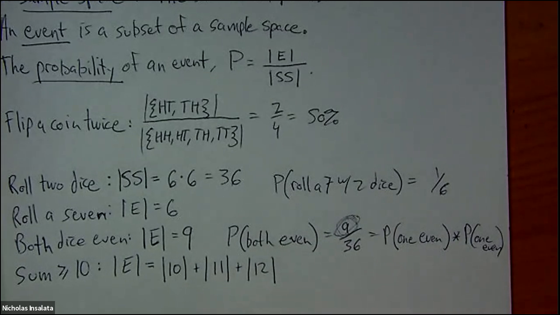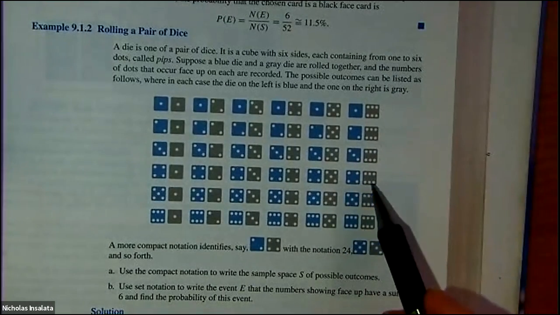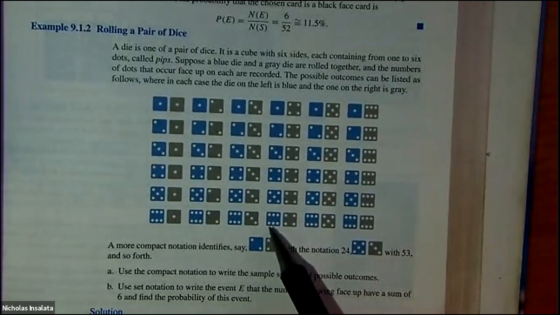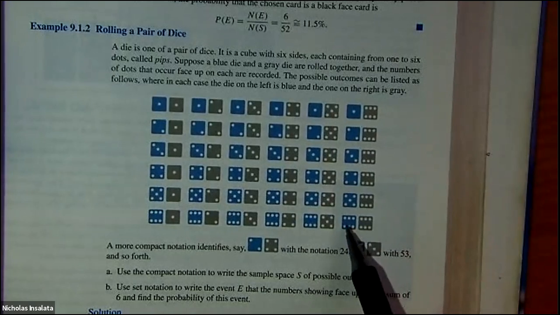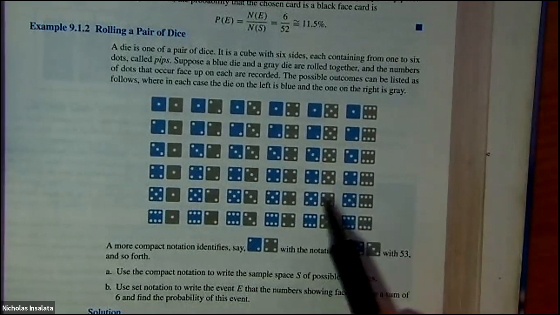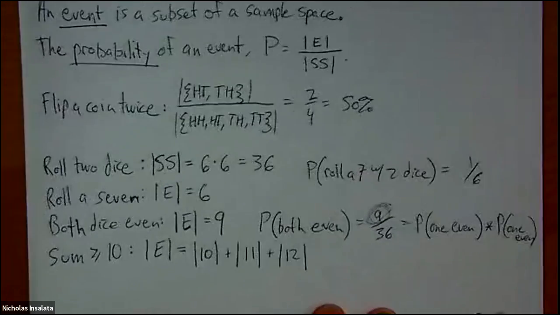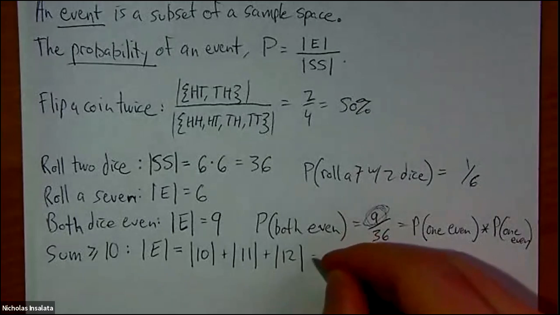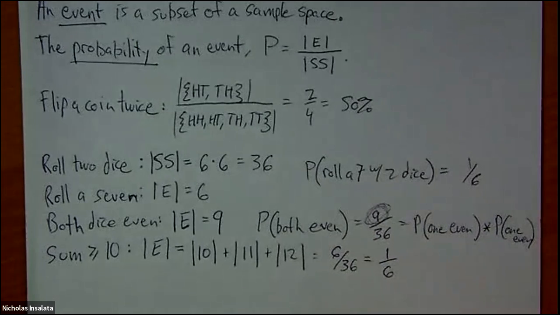Let me put my picture back up. So here is where you get 10, this diagonal here, 6 and 4, 5 and 5, 4 and 6. Or you could get 11, which would be 6 and 5, or 5 and 6, or you could get 12, which is 6 and 6. So 1, 2, 3, 4, 5, 6 total options for how to get 10 or more, which of course is going to be 6 out of 36, which is 1/6 for the probability. Right? What do you guys think? Questions?